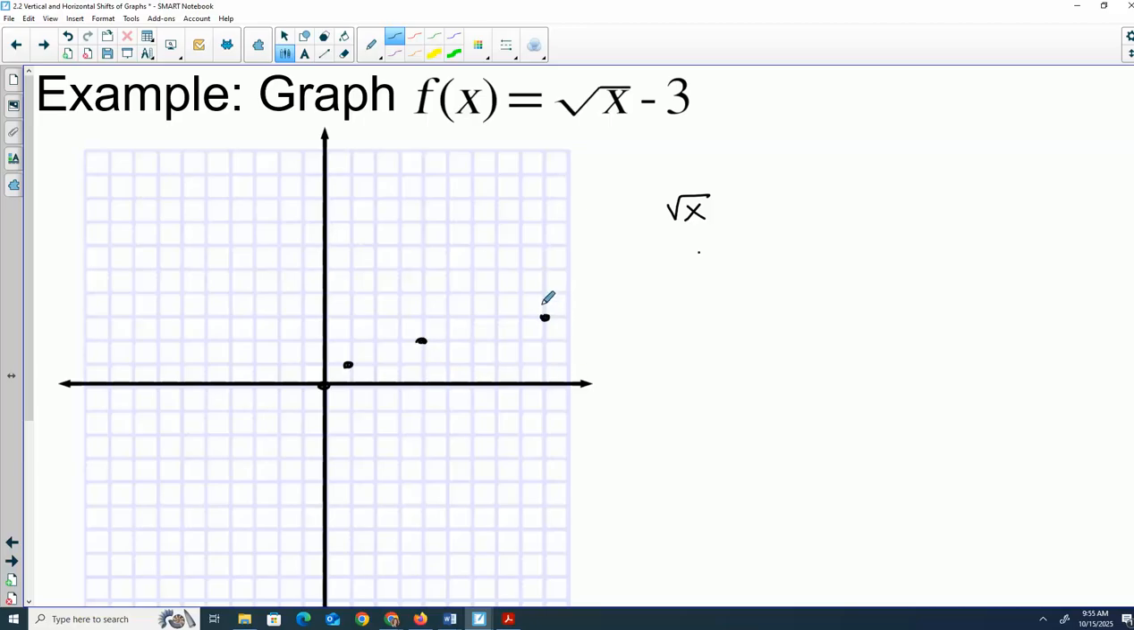Can you put in negatives? You get an imaginary number underneath if you try to do the square root of a negative. So this is the graph that can't extend in the negative direction. It was just half of a parabola. It looked like this.